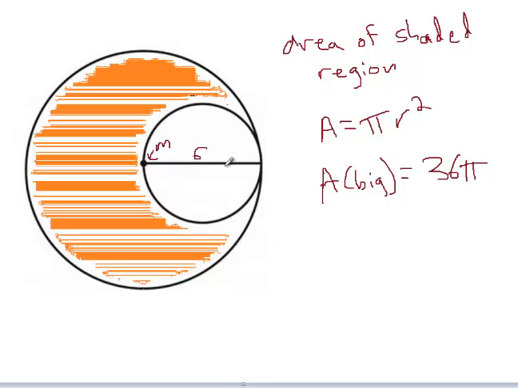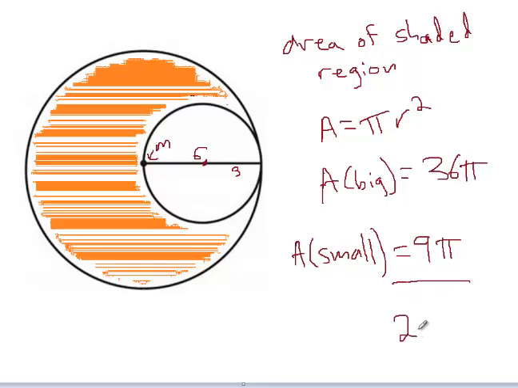The area of the small circle, on the other hand, well, what's the radius of the small circle? The entire diameter of the small circle is 6, which means the radius has to be 3. So the area of the small circle is also pi r squared, and r is 3. 3 squared is 9, so it's 9 pi. So what's the area of the shaded region? Take the 36, subtract the 9, and your answer is 27 pi. You can leave it in terms of pi. If they ask you to get the number, just multiply 27 times 3.14.